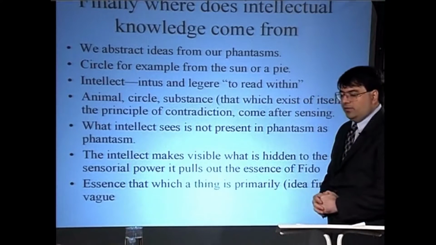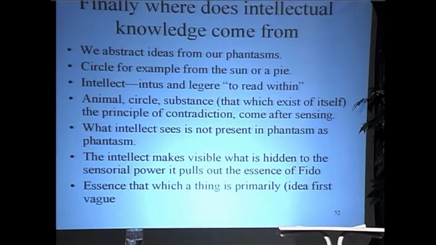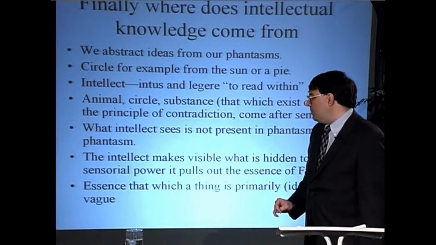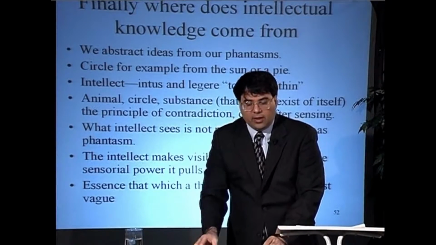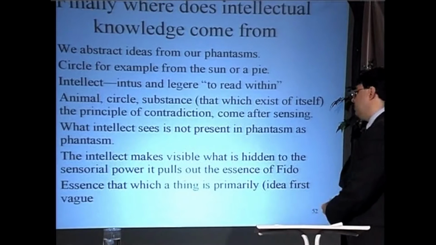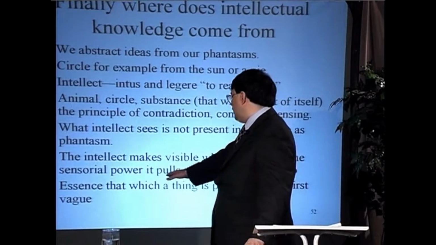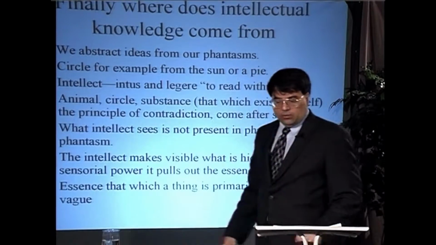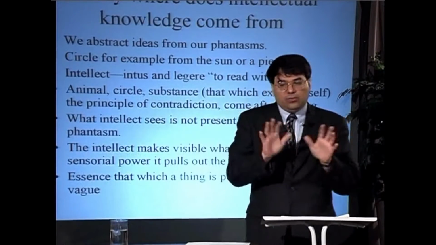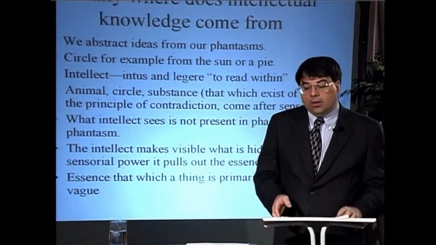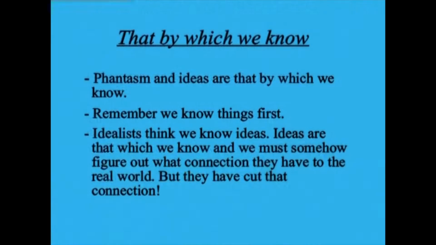Something is presented by way of the phantasm that the phantasm itself cannot deal with. The intellect makes visible what is hidden to the sensorial power. It pulls out the essence. Say if you see a dog, the intellect is able to pull out the dogness of the dog. The essence, as we'll see, is that which a thing is primarily. Right after we know things are, very quickly after that we start asking what they are. But as soon as you know something is, you know vaguely what it is. And that essence gets more refined as you analyze it.